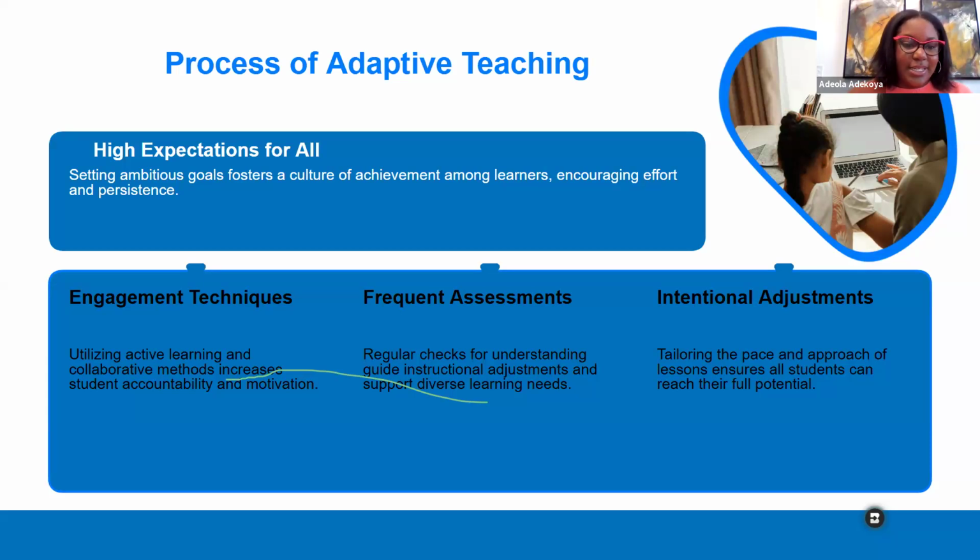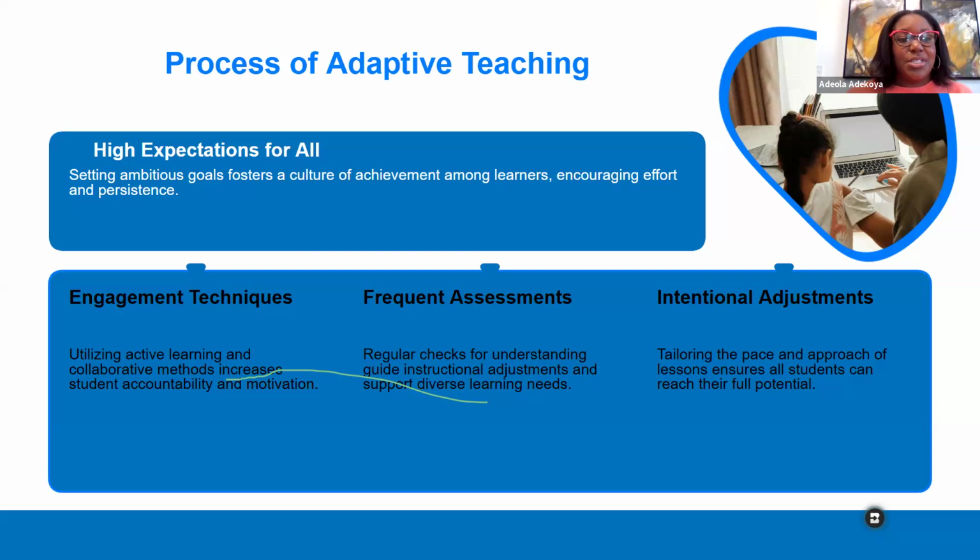So this is what the process looks like. You want to use engagement techniques. We're utilizing active learning and collaborative methods, this way to increase student accountability and motivation. The next thing we're making sure we're doing is frequent assessments. We're regularly checking for understanding, and then we're guiding and adjusting our instructional strategies based on those assessments in order to meet and support the diverse learning needs of every single student in our classroom.